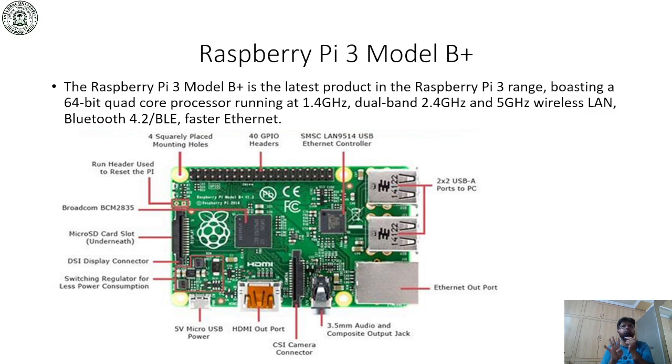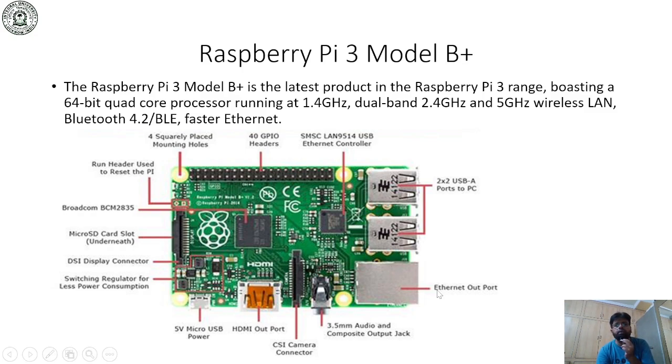We are having four USB ports. So these USB ports can be used to connect your USB keyboard or mouse, or any other device that is having the USB port. So you can connect a maximum of four USB devices to your Raspberry Pi kit. Okay.